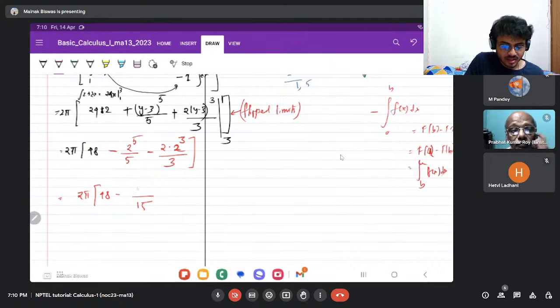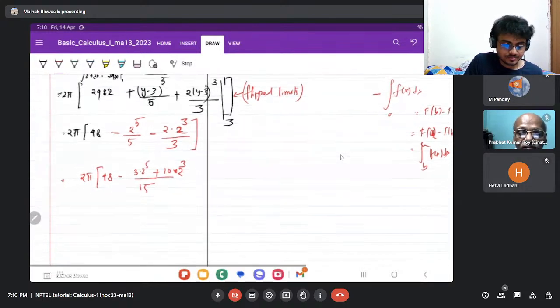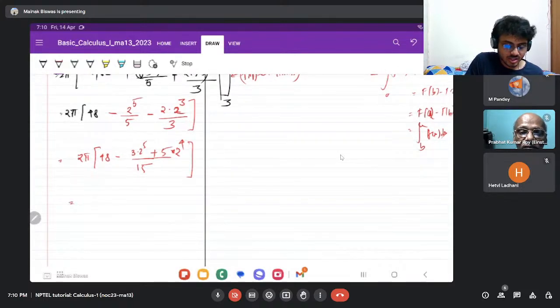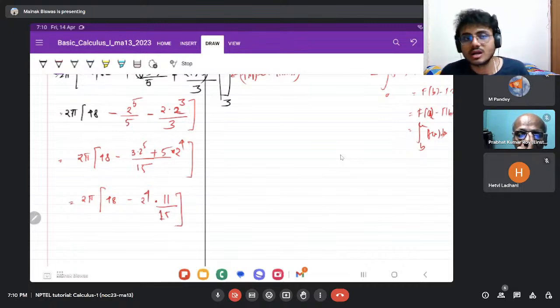So you have 3, 10 to 2 to the power 5 plus 10 into 2 to the power 3, 2 to the power 4, which is 2 pi 48 minus 2 to the power 4 into 3 into 2 6 plus 11 by 15. This is your answer.